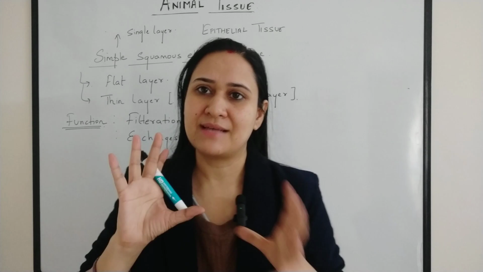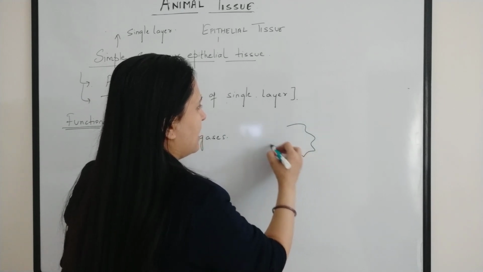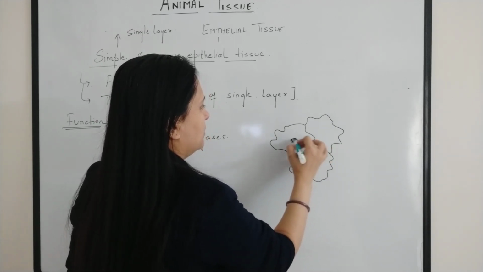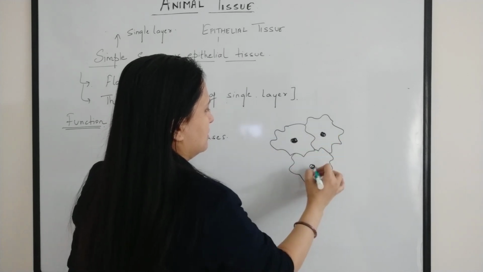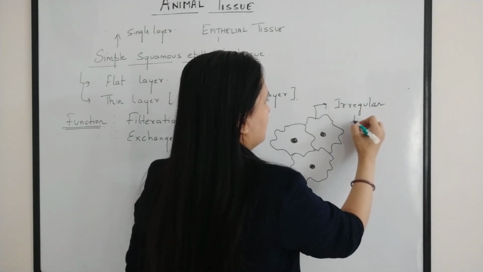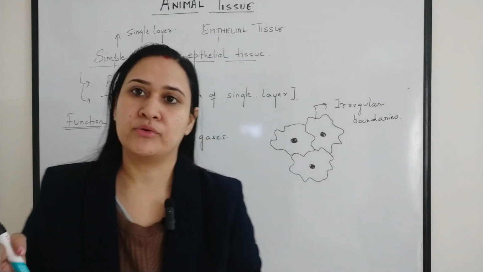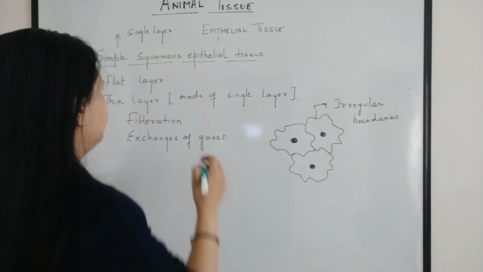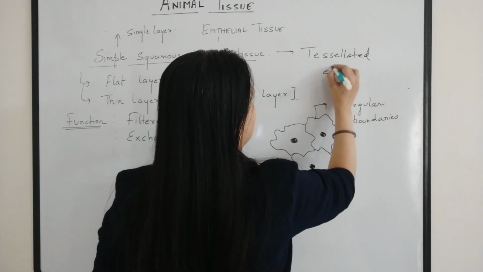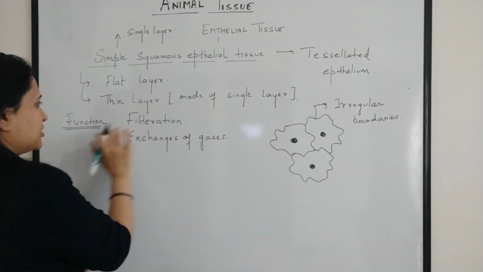All right. Now, talking about the exact structure of the simple squamous epithelial tissue, the structure is like this. These cells will have a wavy margin. As you can see in the diagram I have drawn, nuclei will be in the center. So these are irregular boundaries. A particular term is given for the irregular boundaries. We call it tessellated epithelium. This is also known as tessellated epithelium. Okay. Now, functions: filtration, exchange of gases.